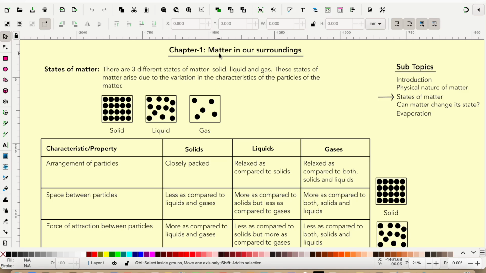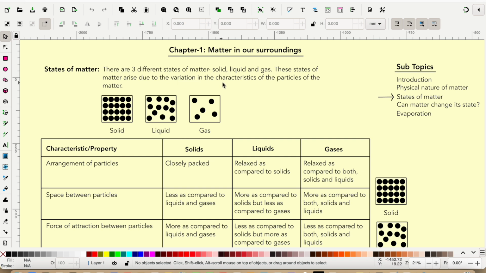In the last episode, we have seen what matter is. Every matter is made of some material and every material is made of particles. All the particles of a material possess the same characteristics. Now we will study the states of matter. There are three states of matter: solid, liquid and gas.